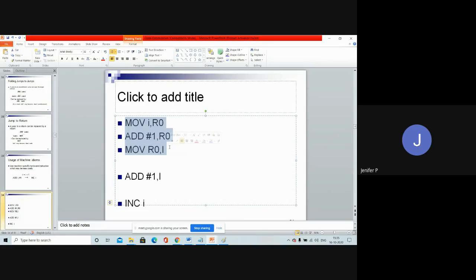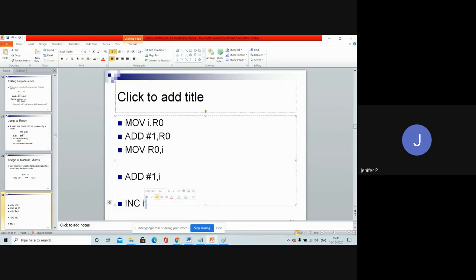So this is one part of the code. I can move the I value to R naught, then add 1 to the R naught value, then the result is stored in R naught, and then I can move the R naught value finally to the variable I. And the next one is just adding 1 to I and storing it in I. Or I can use the hardware instruction increment I. So I can do it in three ways. For a single instruction there are three possible ways.